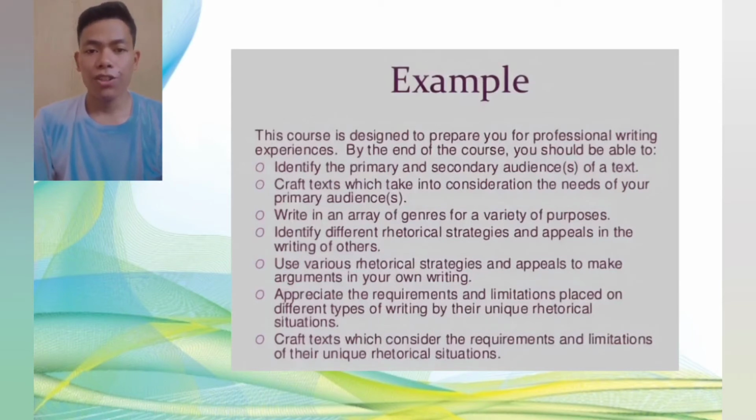By the end of the course, you should be able to identify the primary and secondary audience of a text, craft texts which take into consideration the needs of your primary audience, write in an array of genres for a variety of purposes, identify different rhetorical strategies and appeals in the writing of others, use various rhetorical strategies and appeals to make arguments in your own writing, appreciate the requirements and limitations placed on different types of writing by their unique rhetorical situations, and craft texts which consider the requirements and limitations of their unique rhetorical situations.